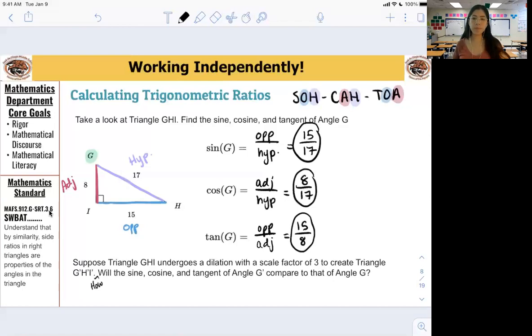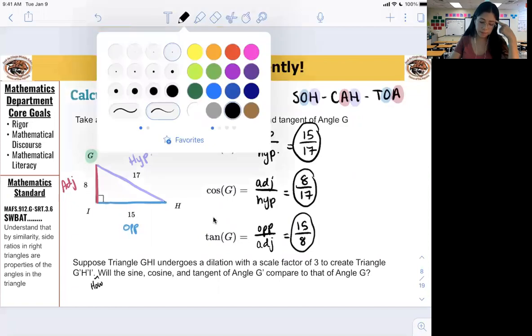I think like the fraction won't be the same, but it'll end up simplifying to the same thing. Right. So it at the end should simplify to be the same. Now, why is that? Why would it be the same?